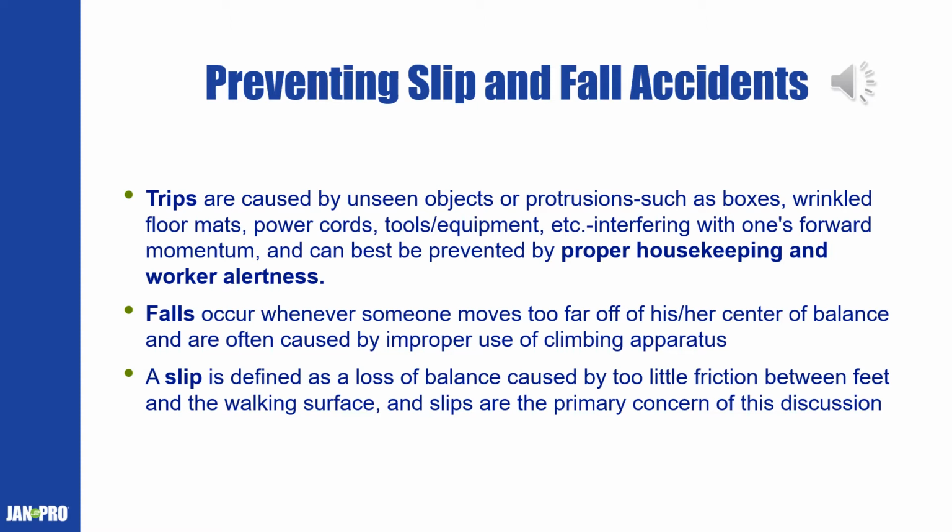That's a great example. Falls occur when someone moves too far off of his or her center of balance and are often caused by improper use of climbing apparatuses. And a slip, which we're really going to talk about here more often, is defined as a loss of balance caused by too little friction between the feet and the walking surfaces, and slips are the primary concern, as I said, of this discussion.